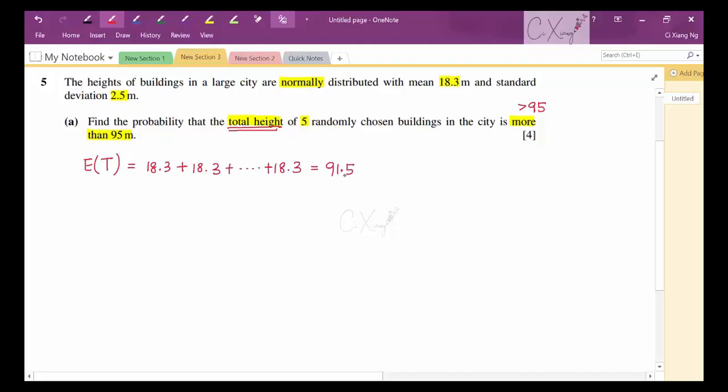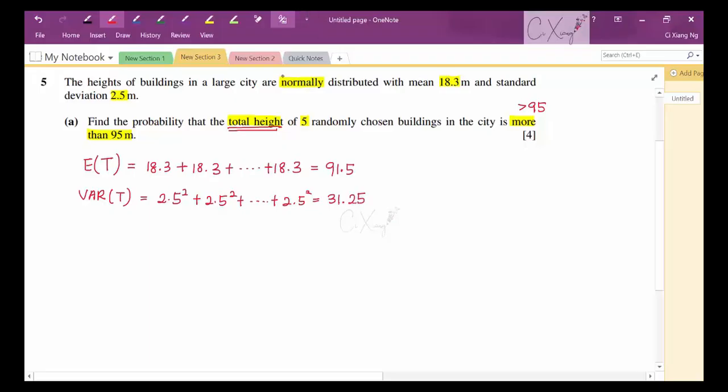So this is the mean value for T, and I also need to find the variance for the total of the 5 buildings. For one building, the variance is 2.5 squared, and you have 5 buildings in total. Therefore, you add the variance 5 times as well, or you can take 2.5 squared multiplied by 5. The variance for the total height of 5 buildings will be 31.25.